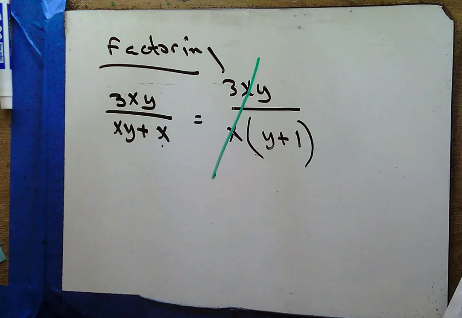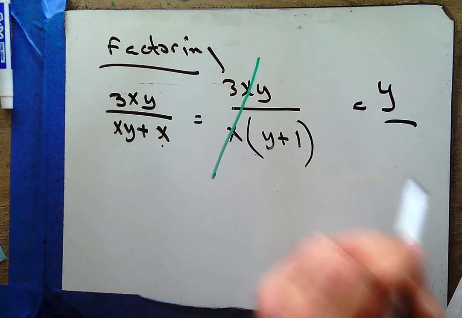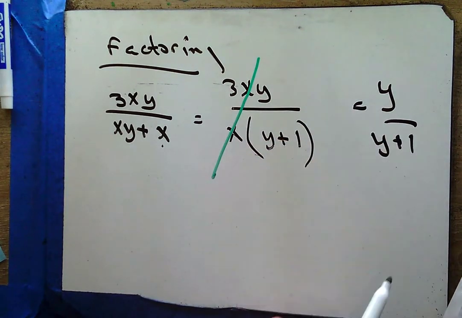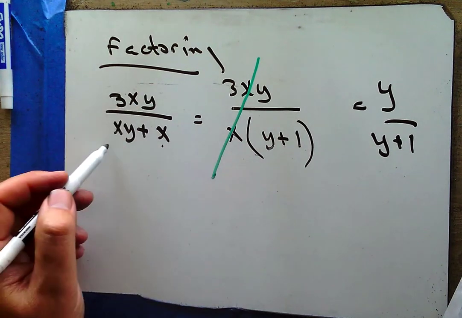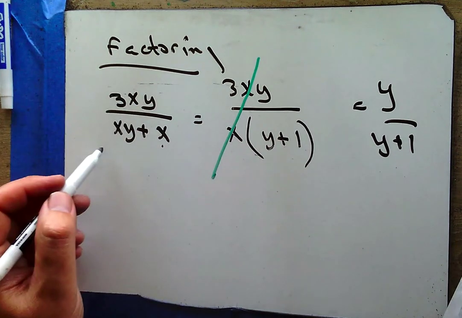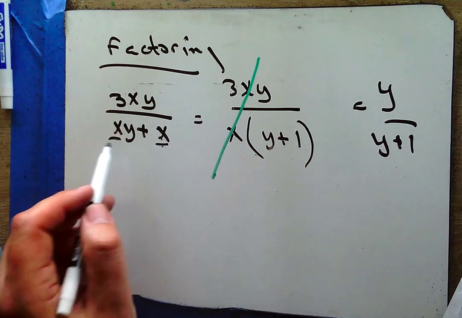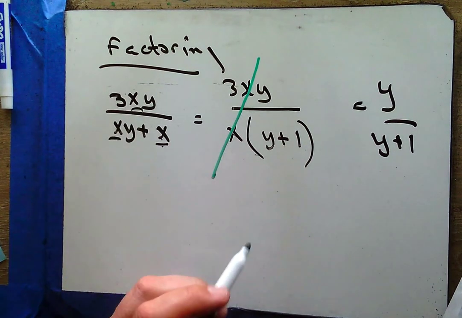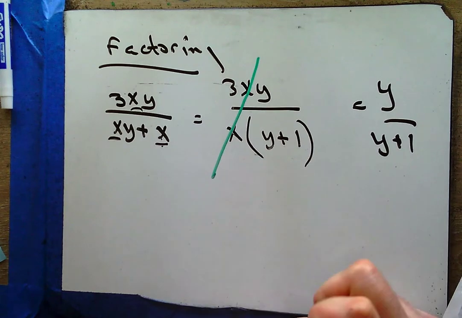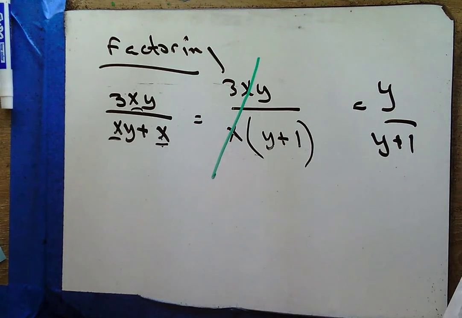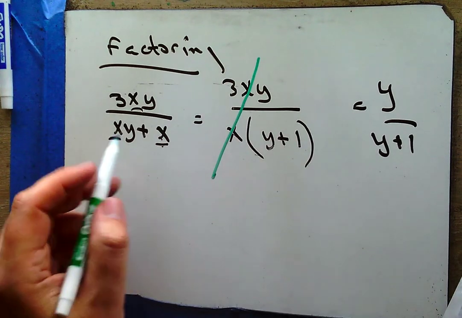And so my simplified answer is y over y plus 1. Okay, I can't cancel that out, can't cancel that out. I know I'm canceling an x later, but that's because I factored an x out of all of the terms. If I can take it from all of the terms, that's when I can cancel it out. Not when I can only take it from some of the terms. Okay? All right, how about this one?